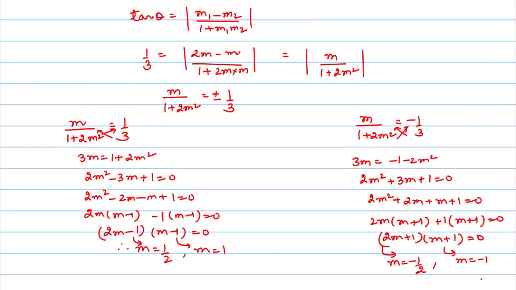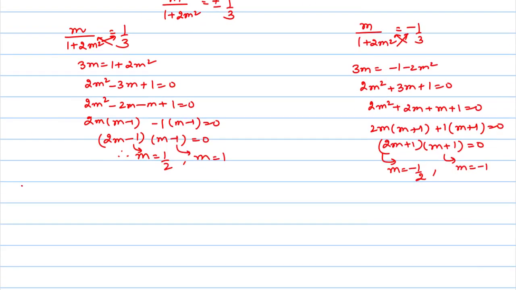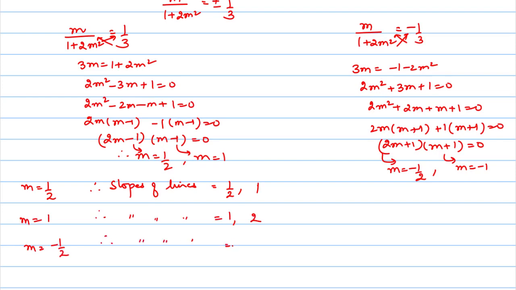Therefore, what are the possible cases? Let's say if m is half, therefore slopes of lines are, if one of them is m, the other one is 2m. Therefore if m is half, slopes of the lines are half and twice of this would be 1. Similarly, if m is 1, therefore slopes of the lines are what? 1 and double of this, 2. If m is equal to minus half, therefore slopes of the lines are what? Minus half and double of this is minus 1. And m equals minus 1, therefore slopes of the lines could be minus 1 and minus 2.